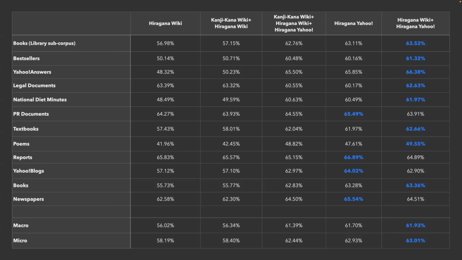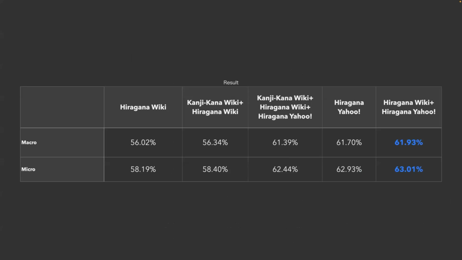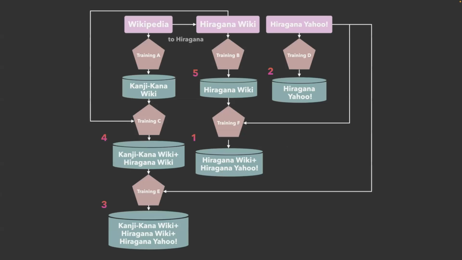Here is a table with only the macro and micro averages taken out. We can see that the accuracy is highest on the right side of the table and decreases as we move to the left. If we apply this result to the previous figure, we got this graph.